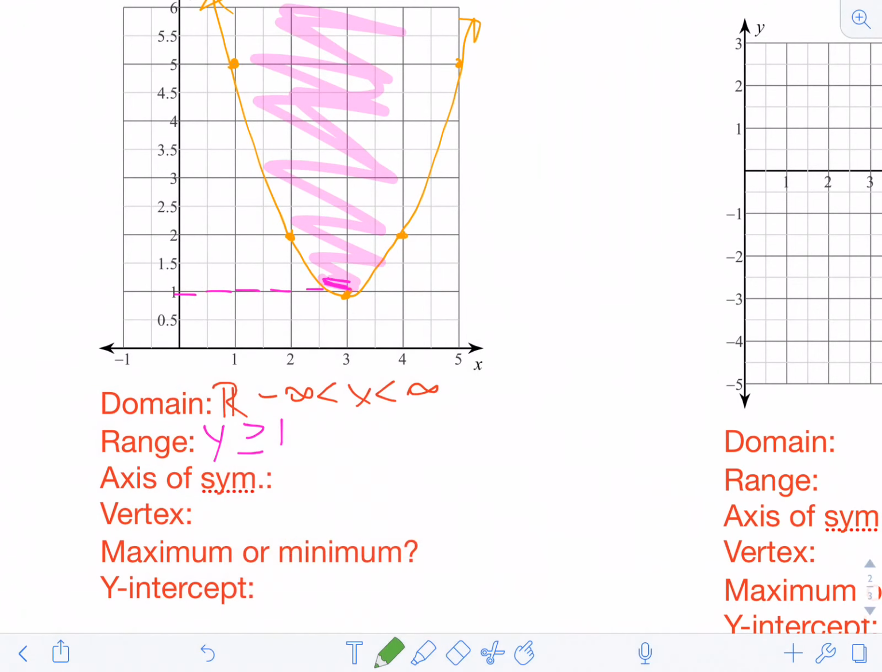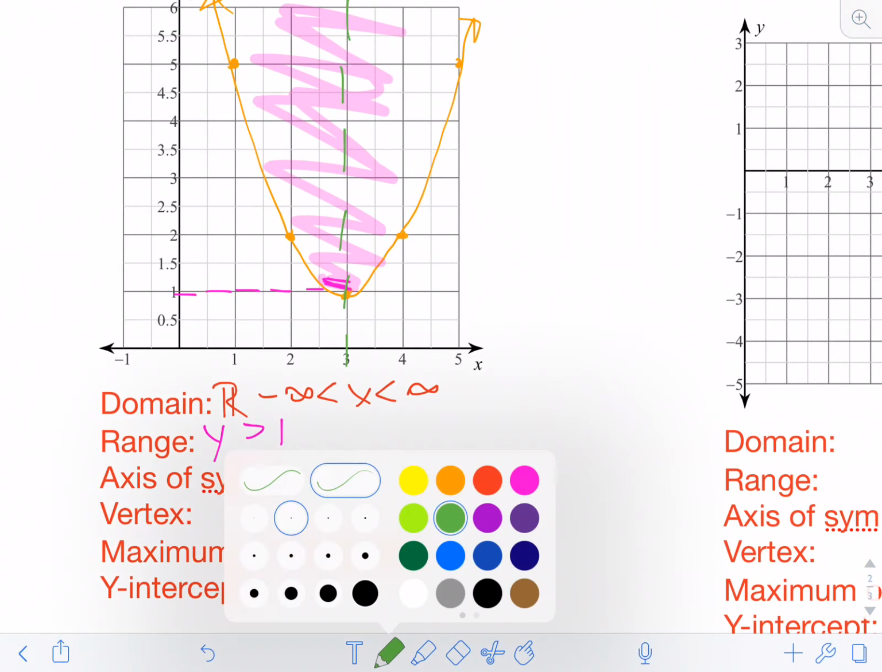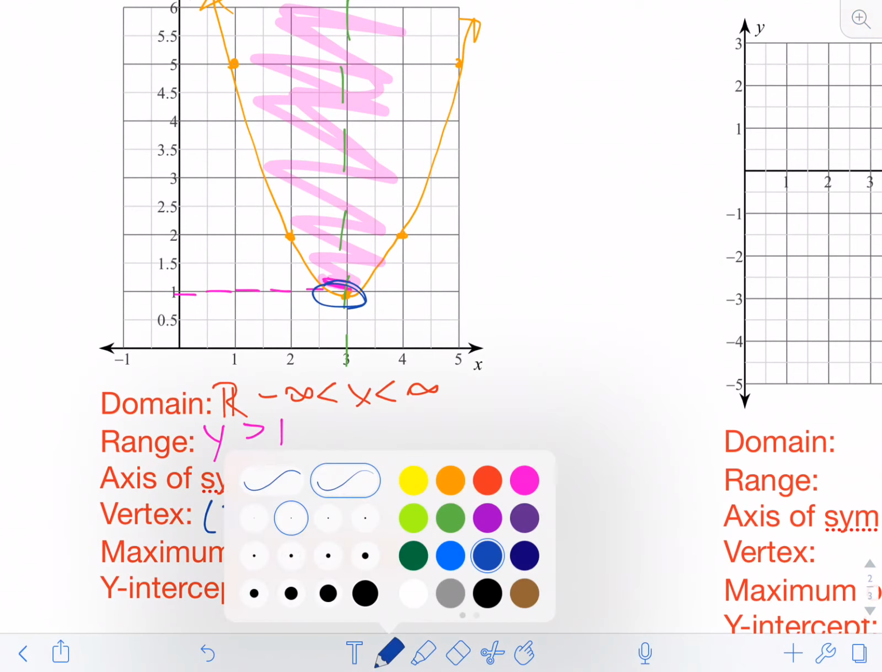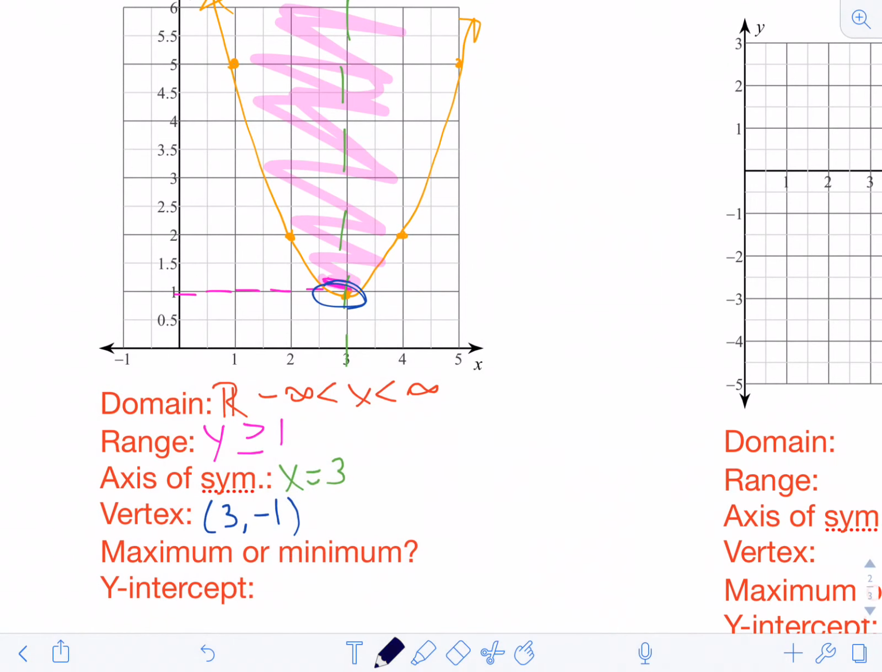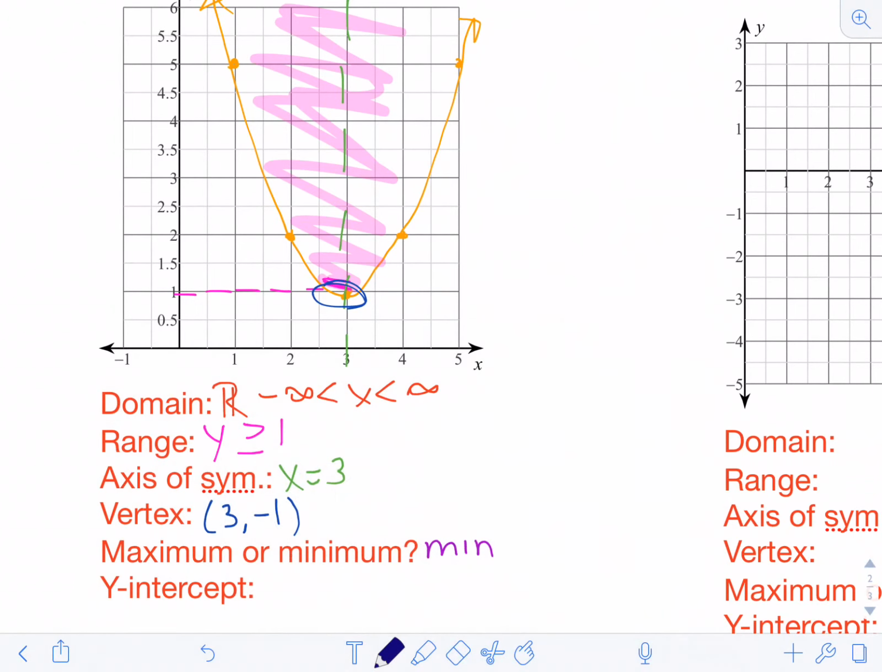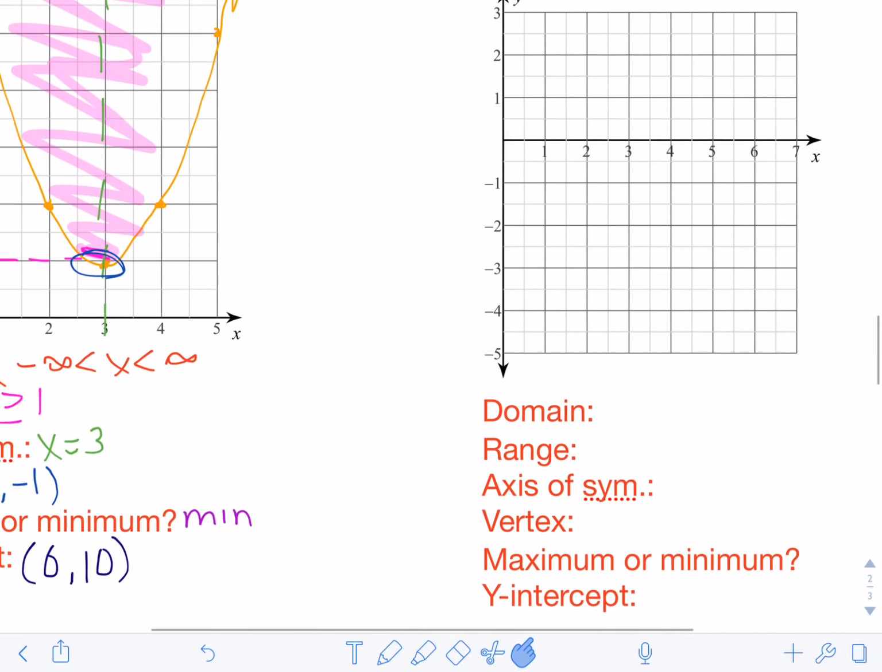Axis of symmetry is where I cut my graph right in half. I cut my graph right in half here at x is equal to 3. My vertex, that is either the highest or lowest point. Here it's the lowest point at 3, 1. Max or minimum, so since I said lowest point, this here is going to be a minimum. And my y-intercept is not on the graph, but if I look in my calculator, it is at 0, 10. Because your x value is always 0 for your y-intercept.